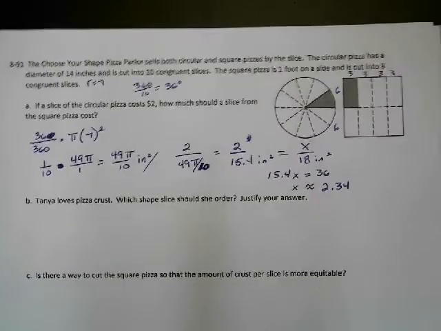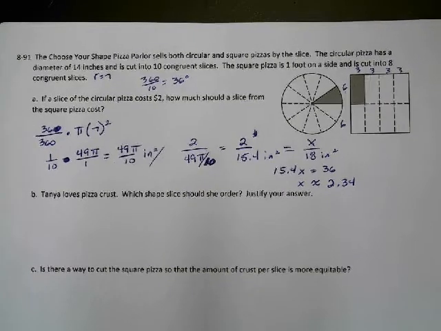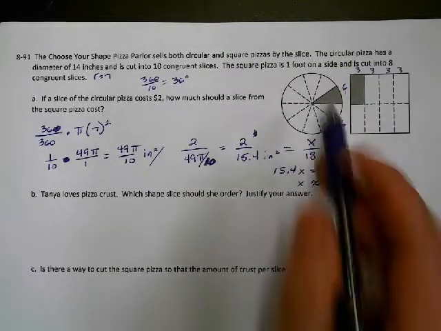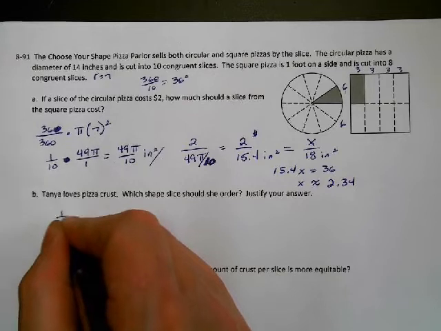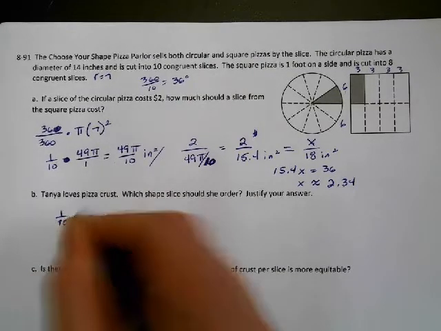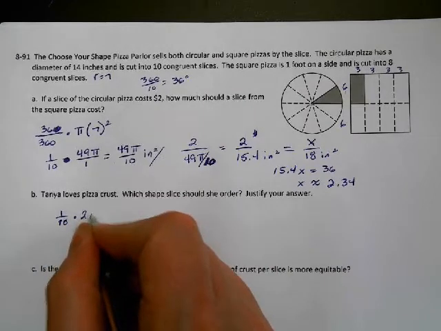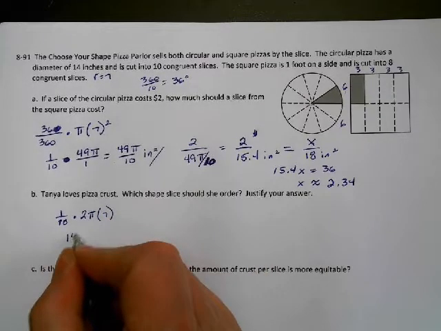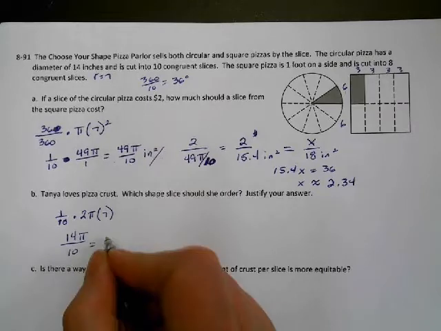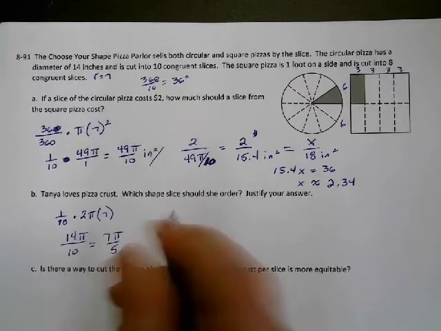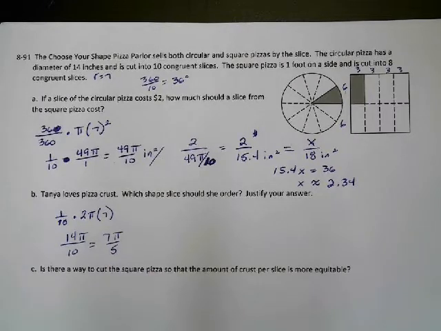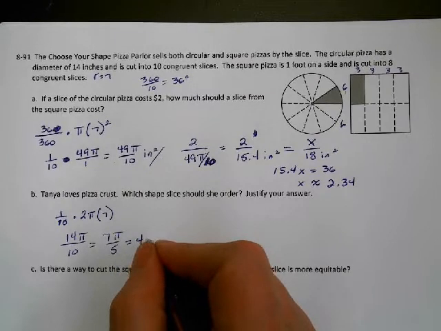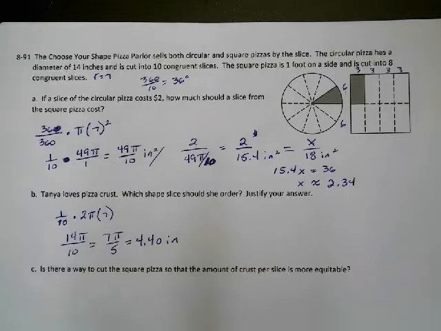Tanya loves pizza crust. What shape should she order? Well, so on the circle pizza, you're going to get the same crust every single time. You're going to get 1/10 of 2 pi r. And r in this case is 7. So this would be 14 pi over 10, which reduces to 7 pi over 5. So 7 pi divided by 5 comes out to 4.39. Actually rounds to 4.40 inches. So 4.4 inches is what she would get of crust from this slice.